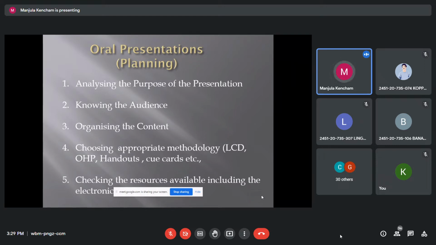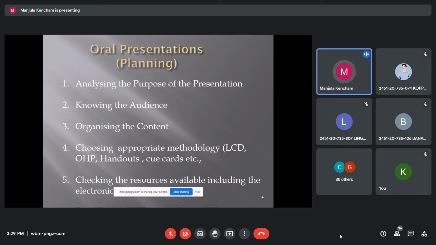I may not know them unless and until I have interacted with them. But as a general sense of fact, if I know what is their age group, I can estimate to what extent they are commonly aware of everything I'm going to present about. Based on that knowledge of audience, it gives me a better sense to organize the content of my presentation.